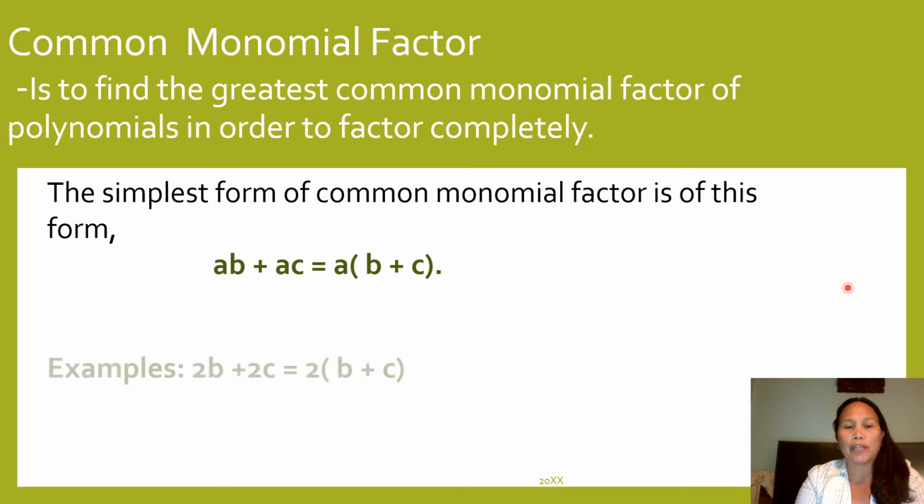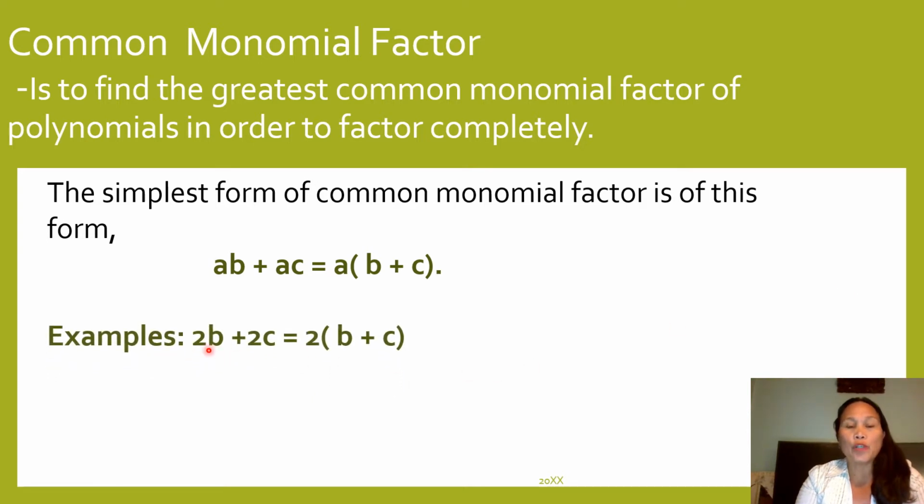Let's have an example for that. So we have 2b plus 2c. So these two, we have it here. So that's the common monomial factor times the quantity b plus c. Let's have another one. 4a plus 4b is equal to 4 times the quantity a plus b.